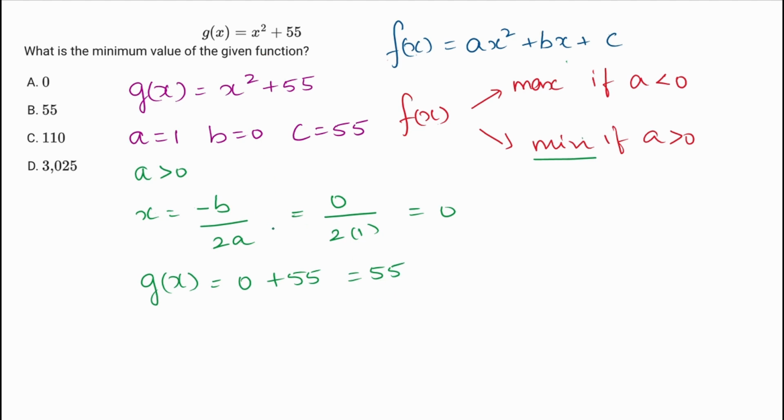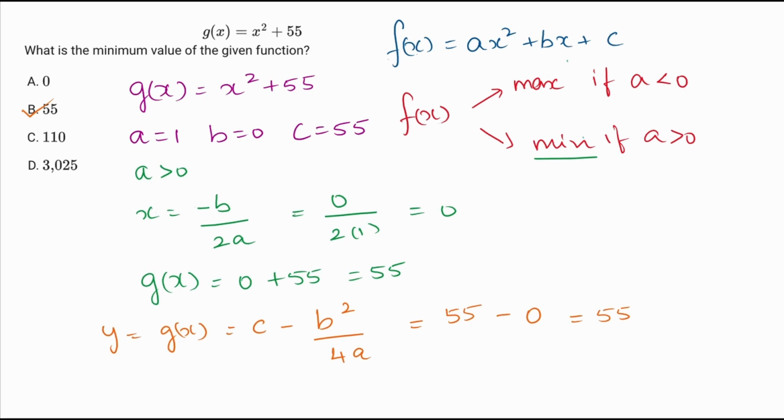I can find it this way, or I can directly substitute and get the minimum value. y equal to g of x, which is given by c minus b square by 4a, which is equal to, in c we have 55, we have 55 minus b square is 0, so anything divided by 0 is 0, I have 55. So either way I get my answer to be 55. So option B is my correct answer. So let's look at our final question.